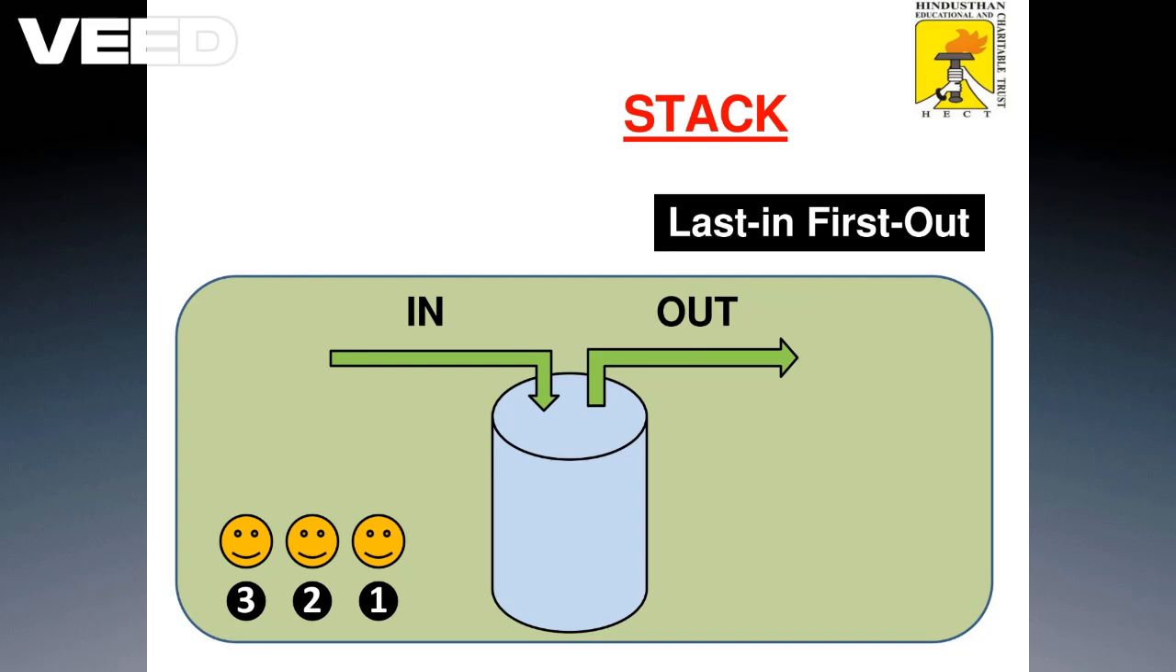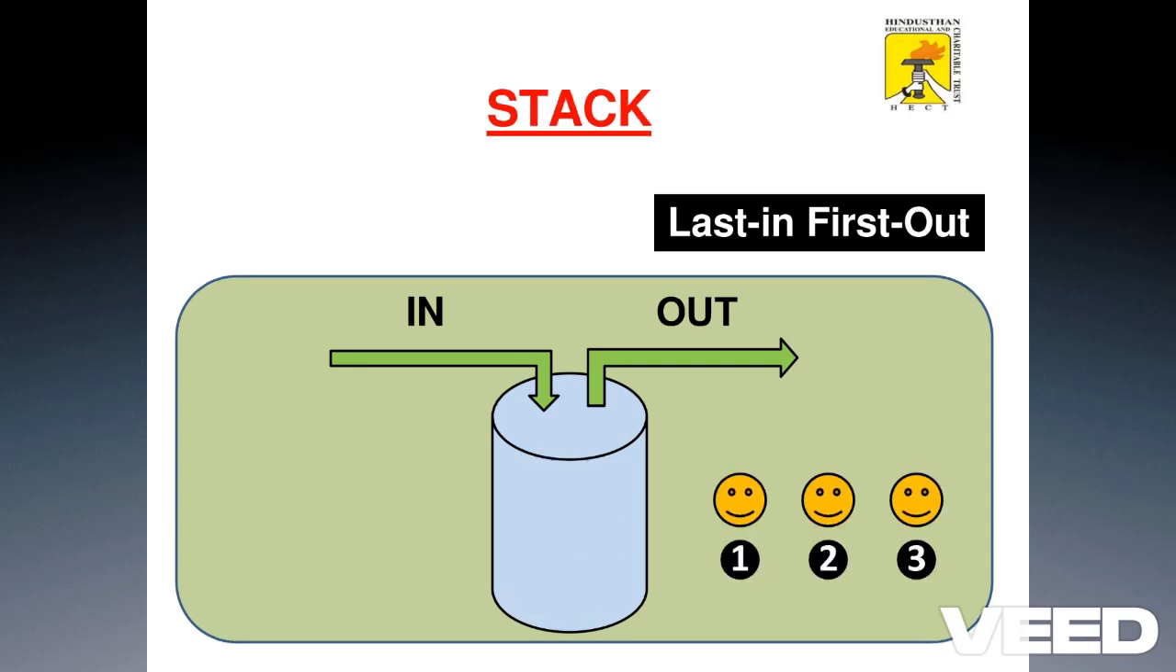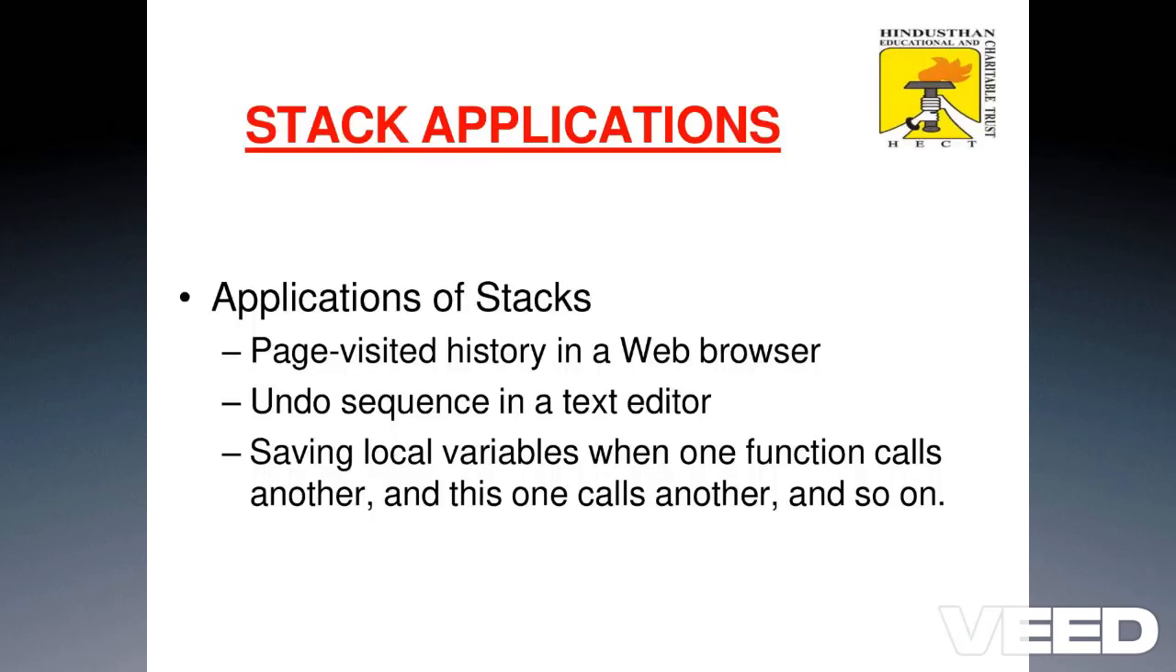We are inserting array values 3, 2 and 1. First we inserted 1, next we inserted 2, next we inserted 3, which is last in first out. The first to come out will be 3, and then 2, and then 1 will come out.